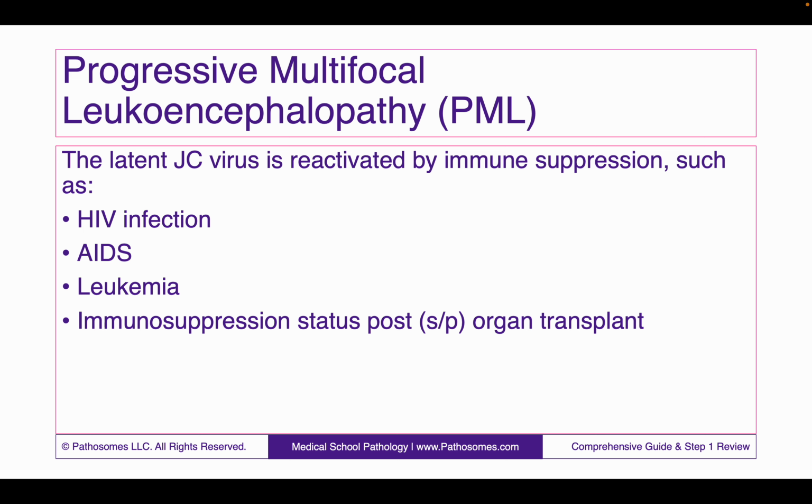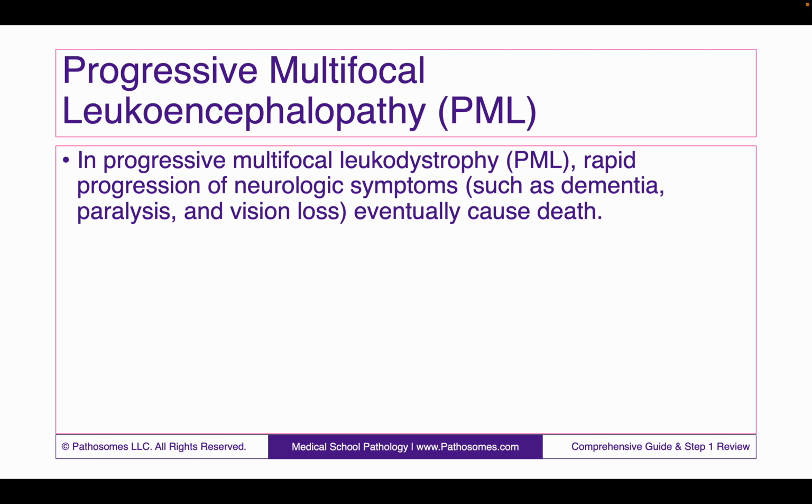Speaking of which, how does the viral RNA get onto the DNA? Reverse transcription, right? That's how the RNA is converted to double-stranded DNA, by the viral enzyme reverse transcriptase. That's another important thing that is highly tested, okay? But back to progressive multifocal leukoencephalopathy. In this condition, rapid progression of neurologic symptoms such as dementia, paralysis, vision loss can happen. And death can eventually ensue.